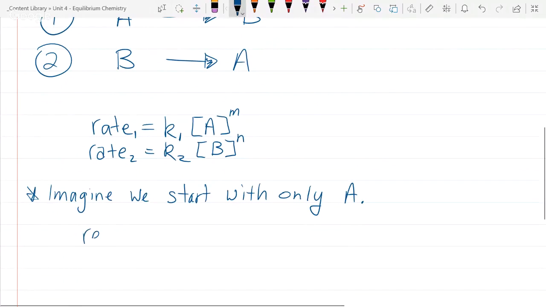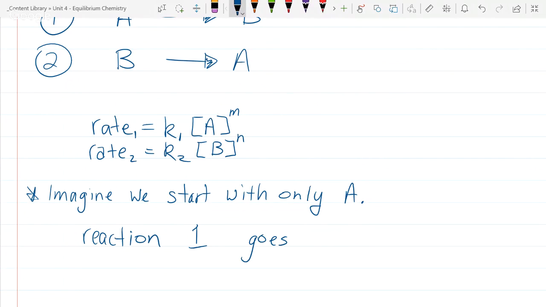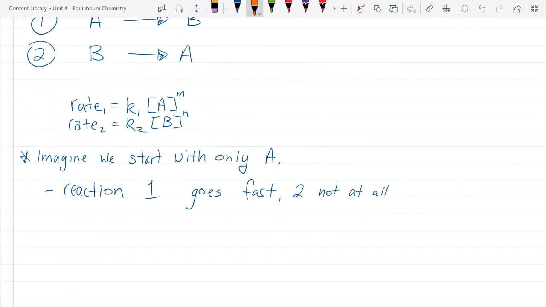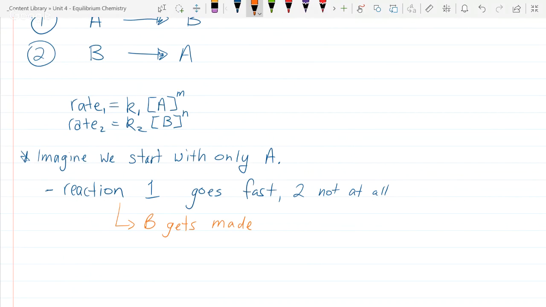And that means reaction 1 goes as fast as it's ever going to go, right? Reaction 2, not at all. Okay. Except as reaction 1 goes, what happens? Well, B gets made, right? What else happens? We are making B. What else are we doing? We're losing A.